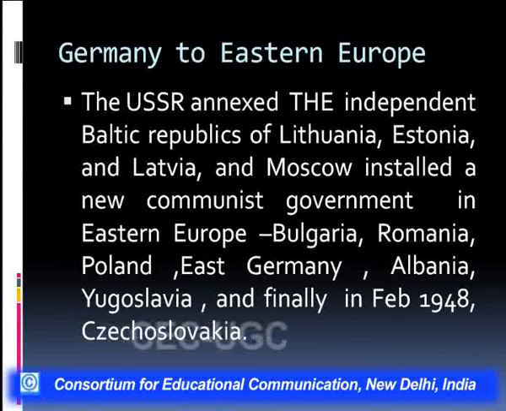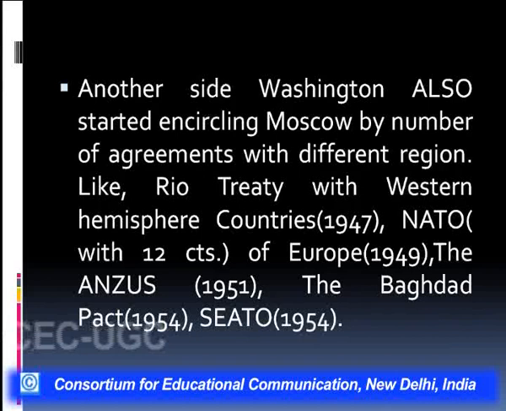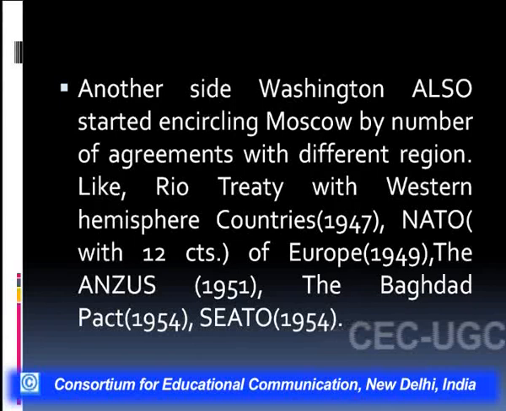Then on the other side, Washington also started encircling Moscow by a number of agreements with different regions, like the Rio Treaty with the Western Hemisphere, especially the Latin American countries, then NATO with the earlier 12 countries, then ANZUS with Australia and New Zealand, and then the Baghdad Pact signed with Iraq, Iran, Turkey, Great Britain, and SEATO, that is in the Southeast Asian nations.